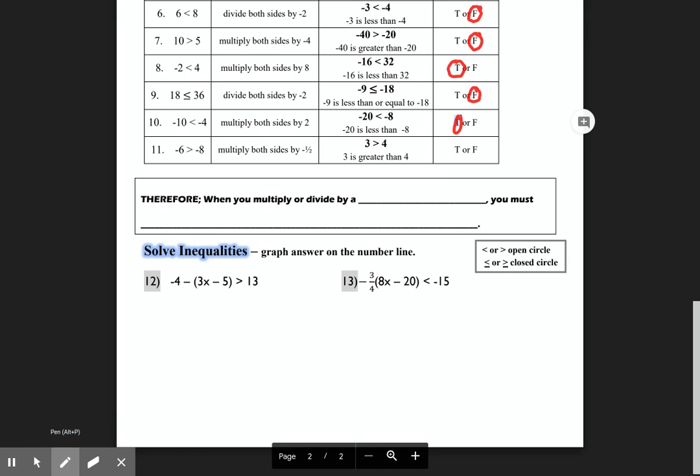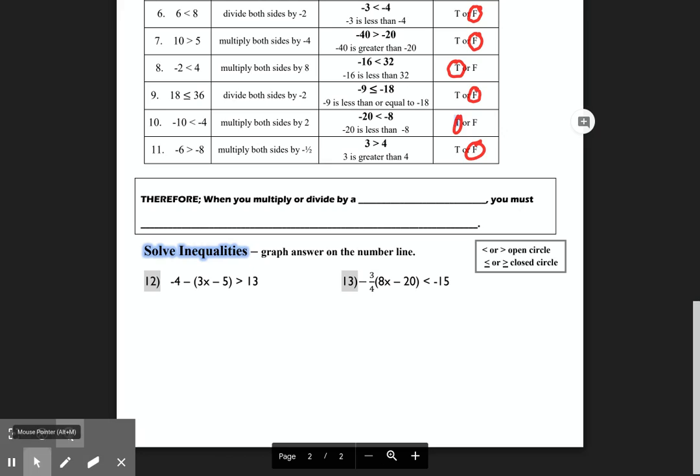Number 11, -6 is greater than -8. If we multiply both sides by -1/2, which basically means we're just dividing by -2. So -6 divided by -2 is 3, and -8 divided by -2 is 4. Is 3 greater than 4? False. So I want you to go back and look to see what we were doing with all of the ones that were false.